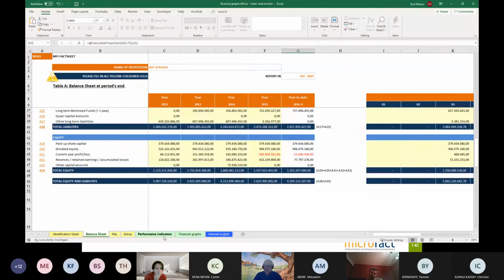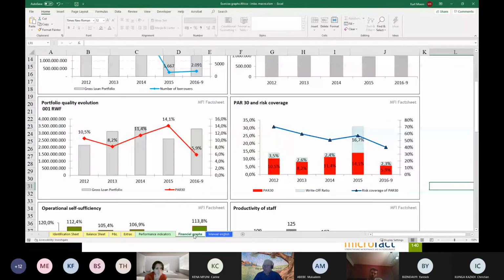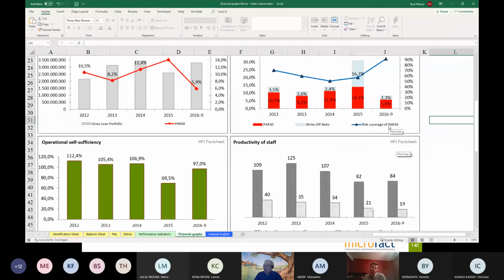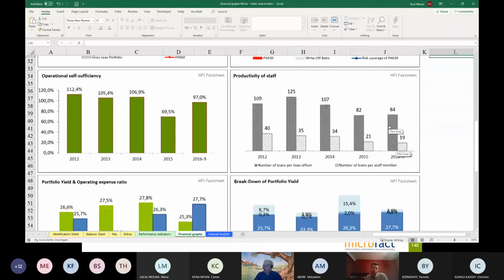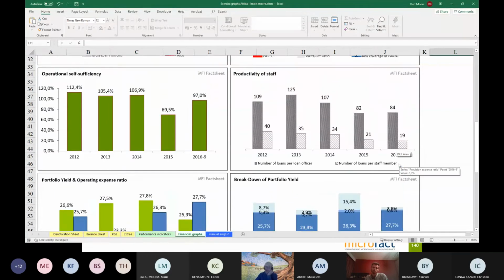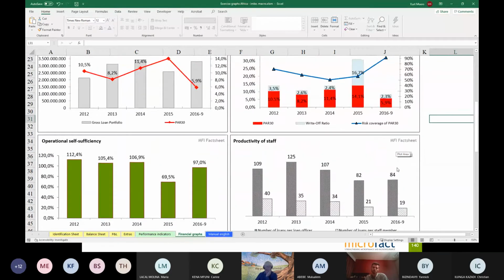If I go now to my financial graphs, I see that my risk coverage is now much higher. I see that in the previous one, you couldn't see, there was a negative. They took back quite a lot of provisions, but now I have a provision cost. And what you also see is that later on, it has an effect on my operational self-sufficiency.